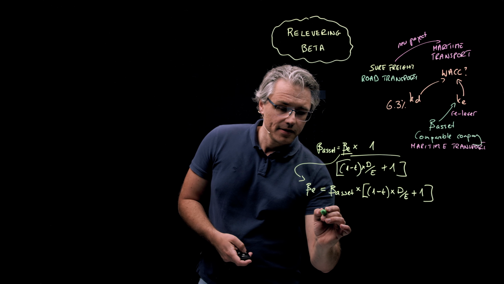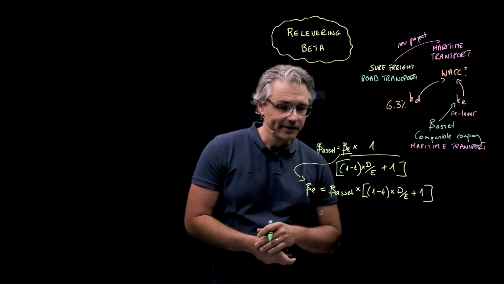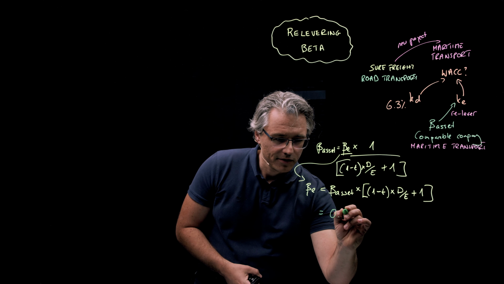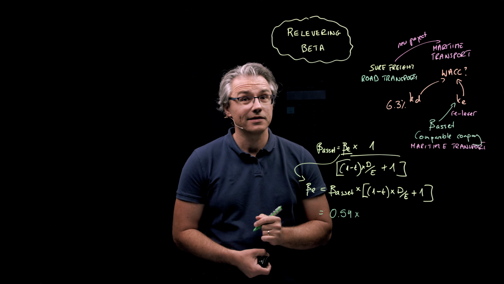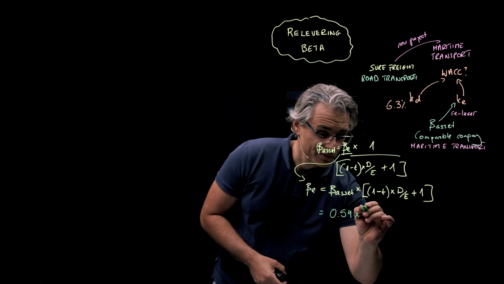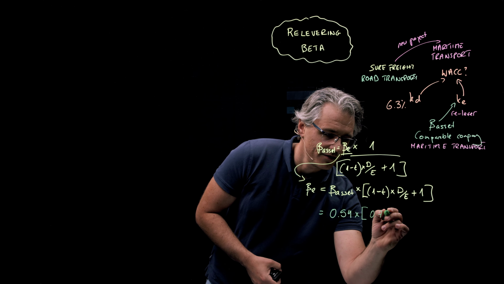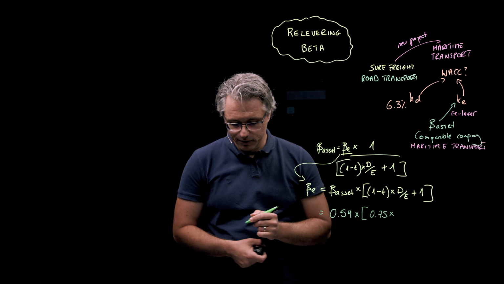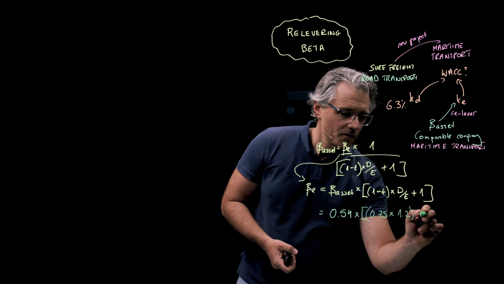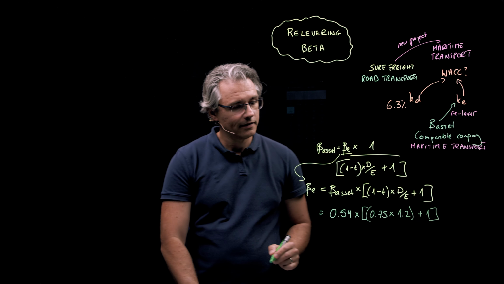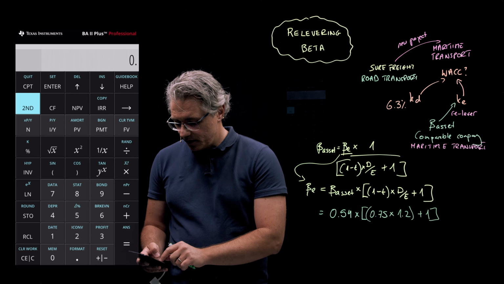So plugging these numbers into the formula here, I'm going to have 0.54, the asset beta, times 1 minus t, so 1 minus 25%, and let me just say that this is effectively 0.75 times a debt to equity ratio of 1.2 plus the 1 at the end. Let's see what we get on the calculator.